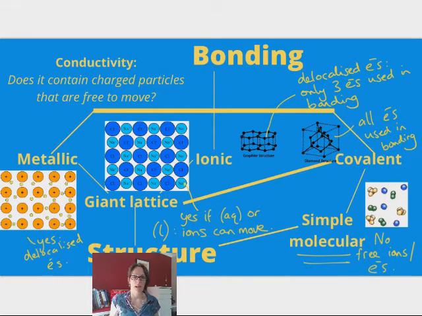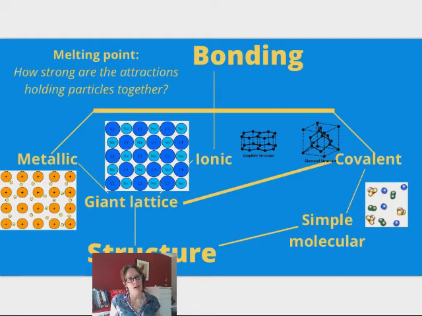Graphite is going to be the only covalent substance that conducts electricity. So if you have other options, such as silicon dioxide, that's going to be like diamond. It's just going to share all of its electrons. Now let's look at melting point. This is one of the most common questions about bonding and structure. How strong are the attractions holding the particles together in the whole thing? That's what we need to look at.